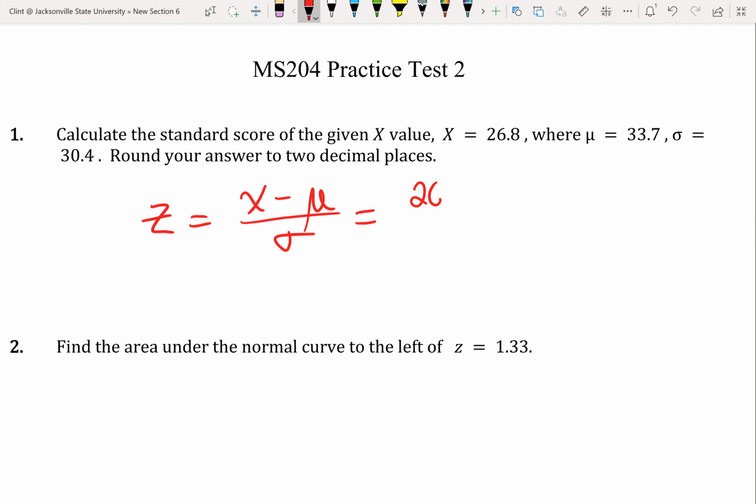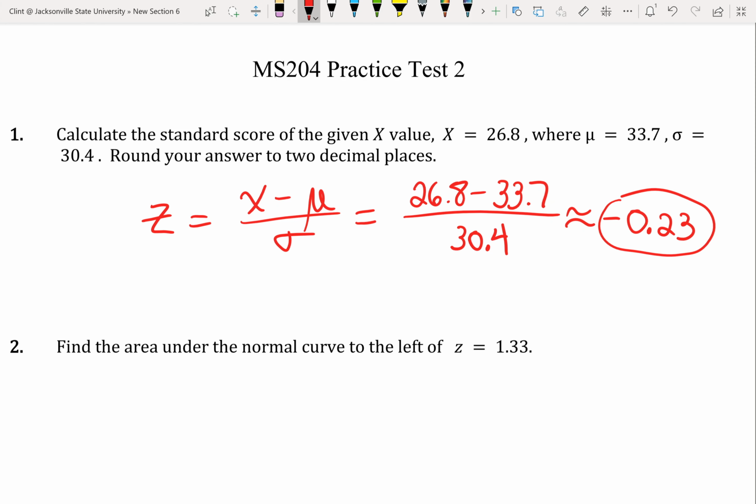Okay, so we'll have 26.8 minus 33.7. Divide that by 30.4. It says round to 2 decimal places. So let's see what we get here. 26.8 minus 33.7 equals negative 6.9 divided by 30.4 gives us negative 0.2, and then the next digits are 226, so it'll be negative 0.23. We'll round up.